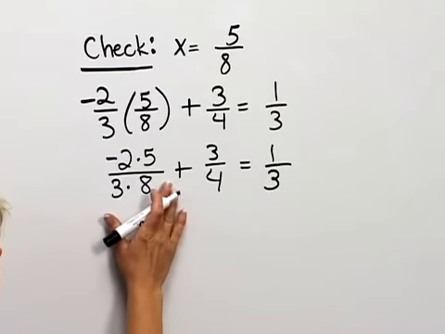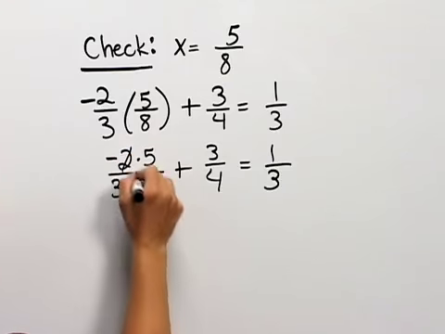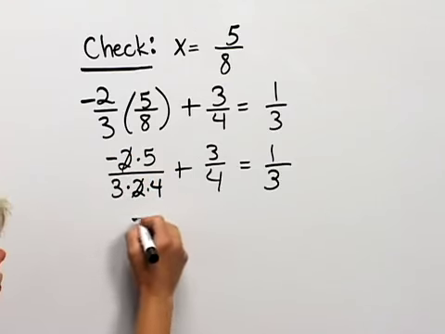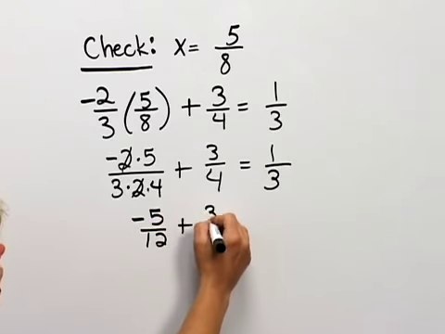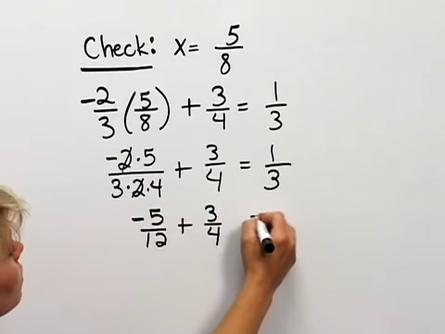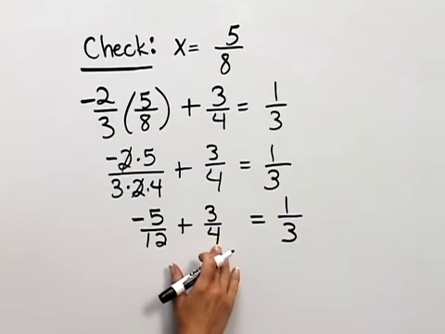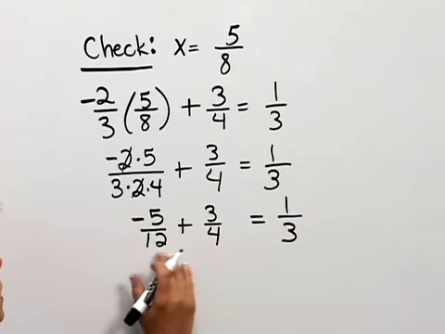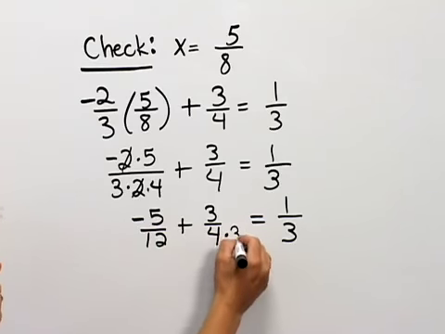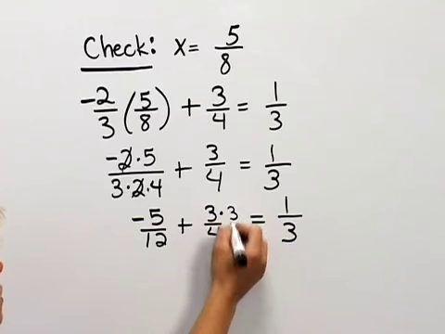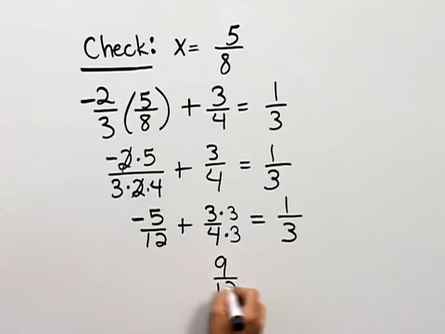Here, our 8 can be factored into 2 times 4, which will make this 2 and that 2 cancel, so we have a negative 5/12. And then that's going to be added to 3/4, which equals 1/3. Our common denominator is 12, so we need to multiply this 4 by 3 to build it up to a 12. If we multiply the 4 by 3, we better multiply the numerator of that same fraction by 3. So this turns into 9/12.